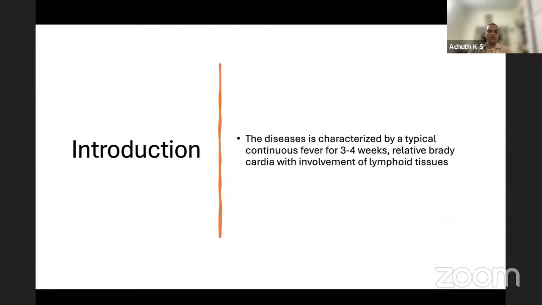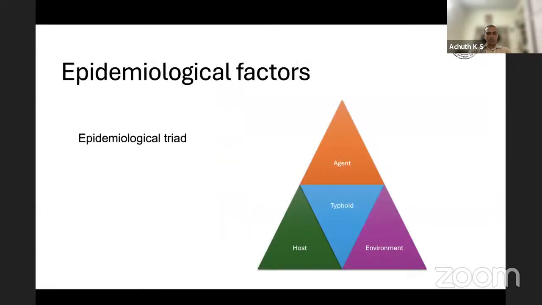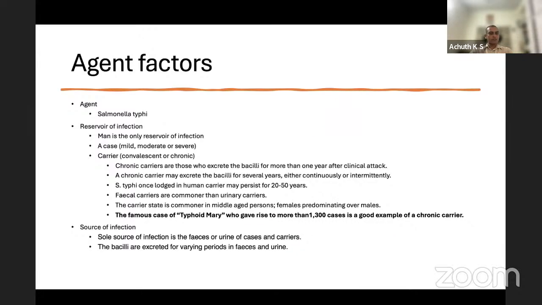Coming to typhoid, the disease is characterized by typical continuous fever of 3 to 4 weeks, relative bradycardia, and involvement of lymphoid tissues. There are three epidemiological features, that is agent, host, and environment. For this infection, the agent factor is Salmonella typhi, and man is the only reservoir of infection. Cases can be characterized into three types, that is mild, moderate, and severe.